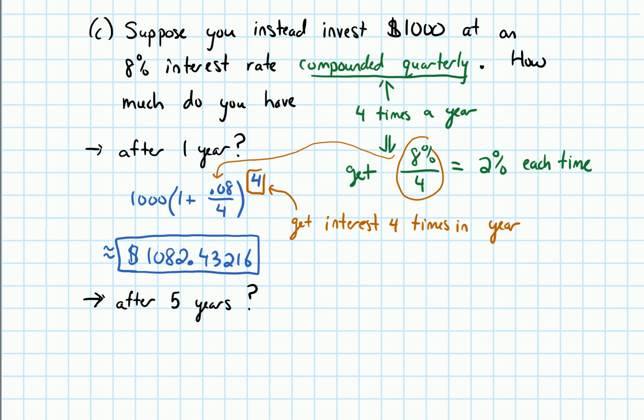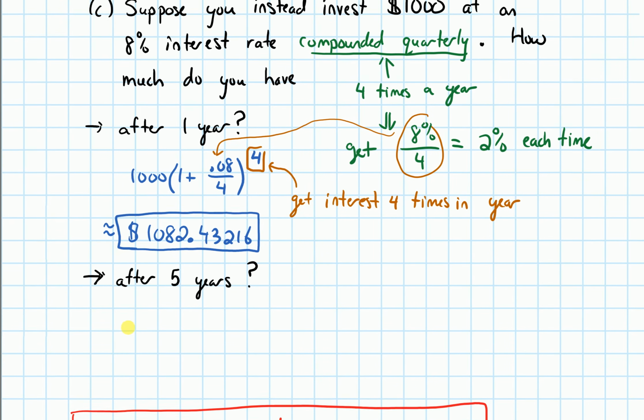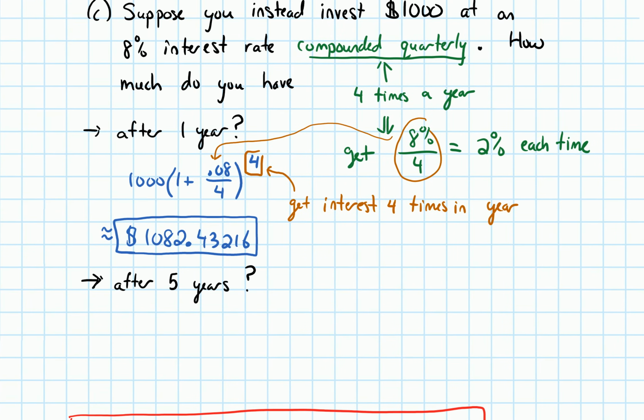And if we compare that with what we had before, with just getting the whole 8%, but only at the end of the year, it's a little bit more than that. That was actually 1,080, so it's a little bit more than that. What would happen if we do this after 5 years? How much would we end up with?